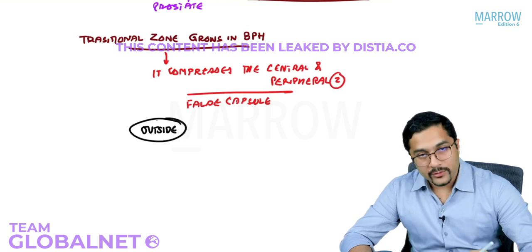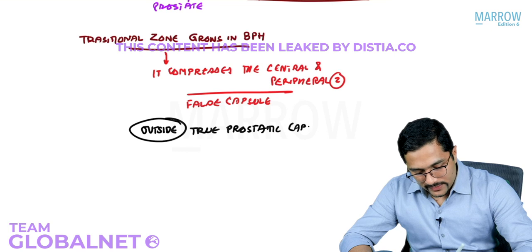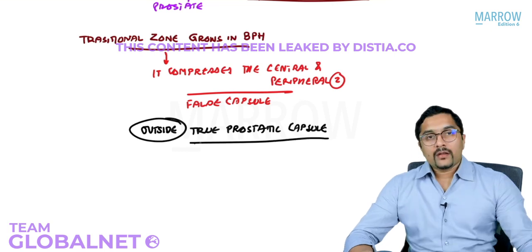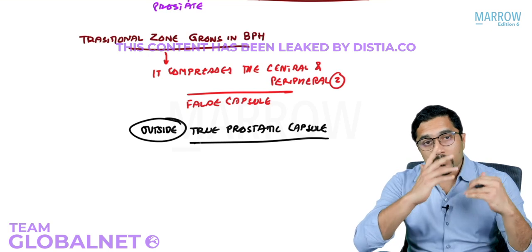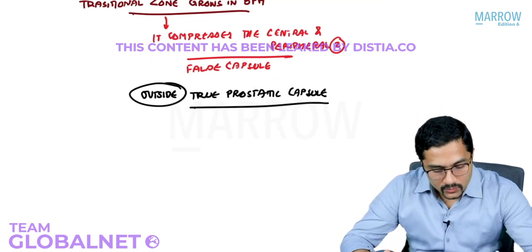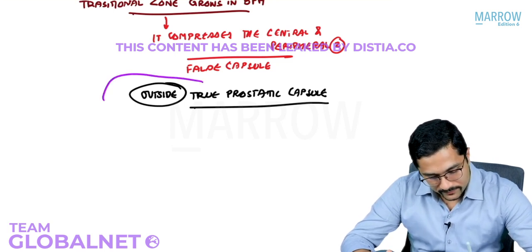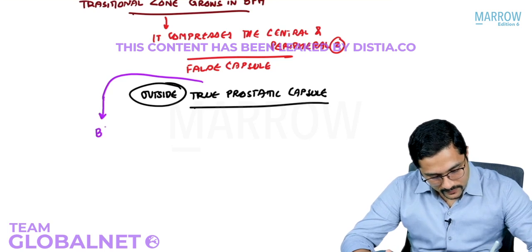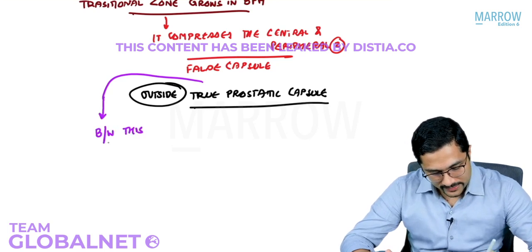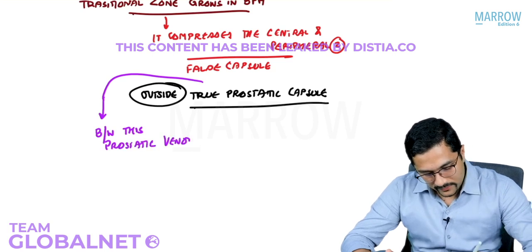Outside the false capsule, you have the true prostatic capsule as well. Between the false and the true capsule lies the prostatic venous plexus.